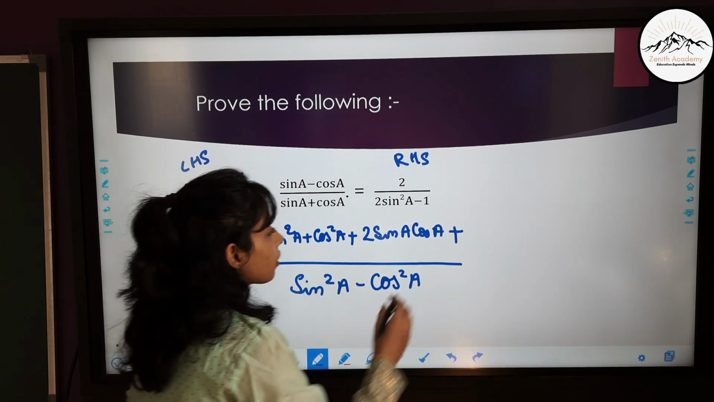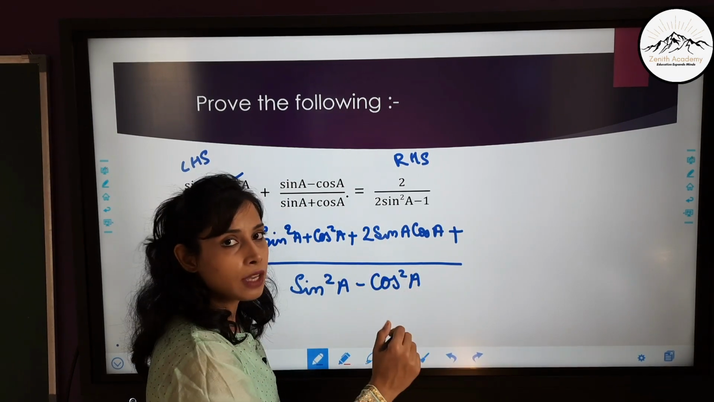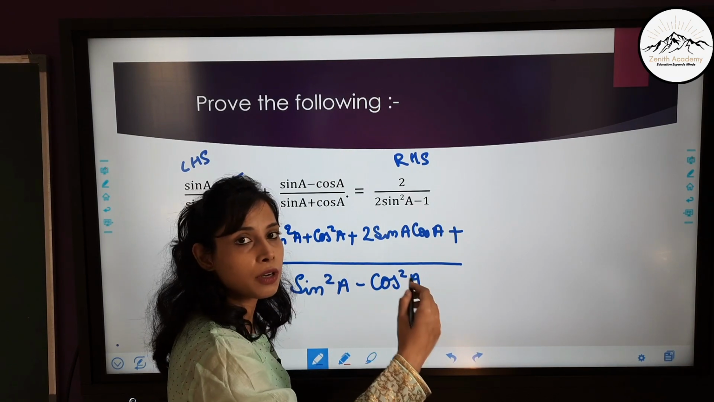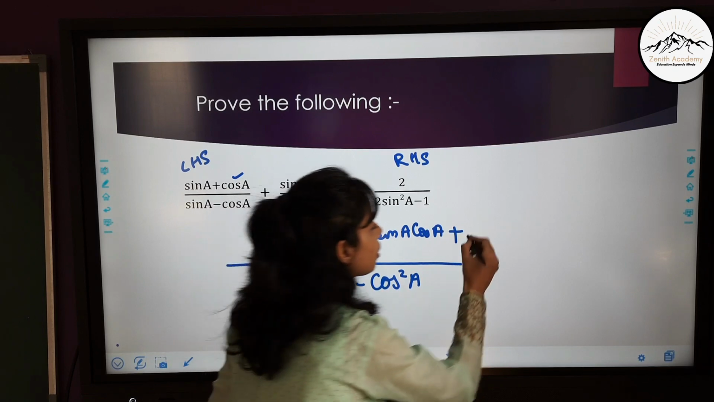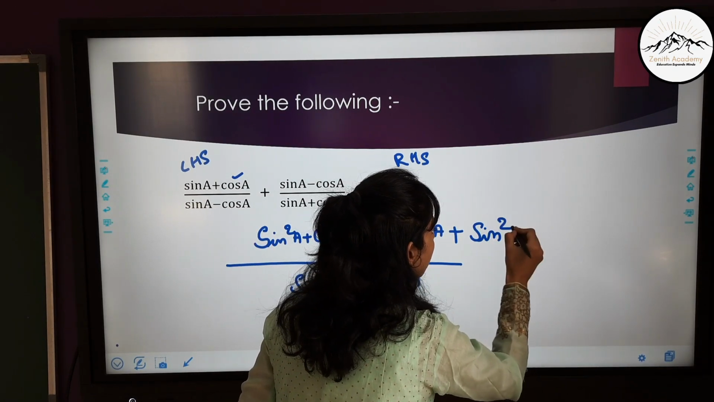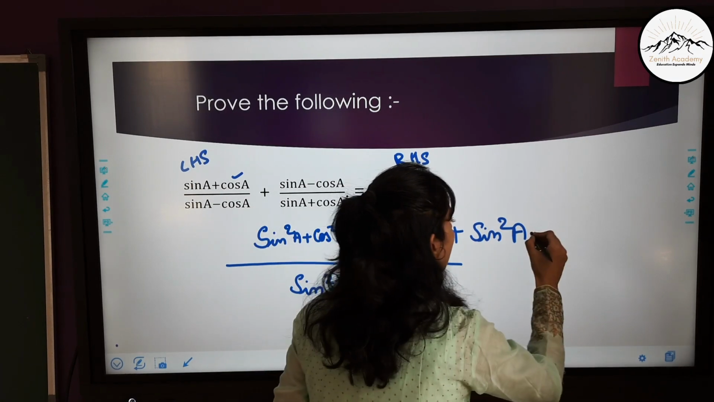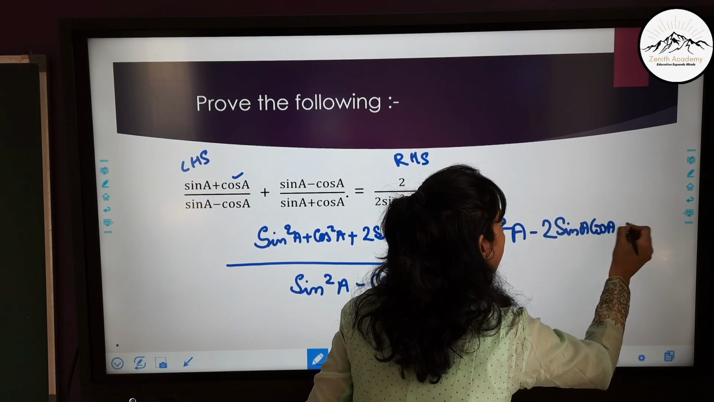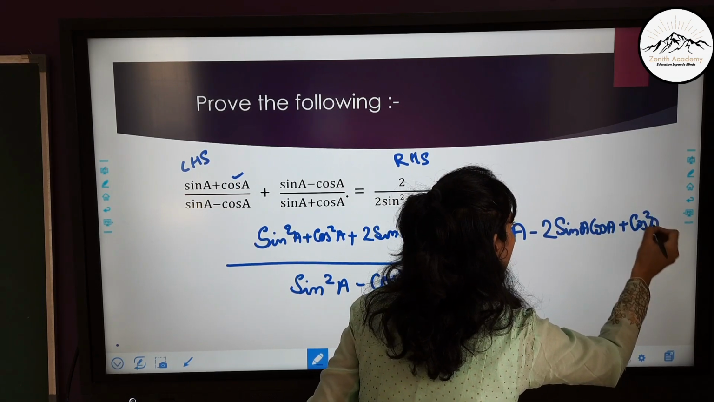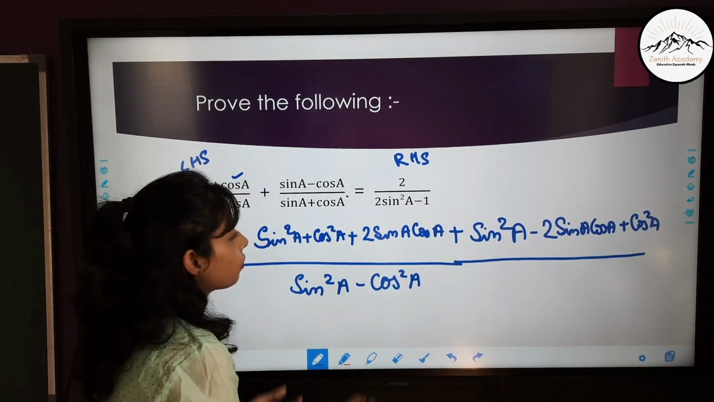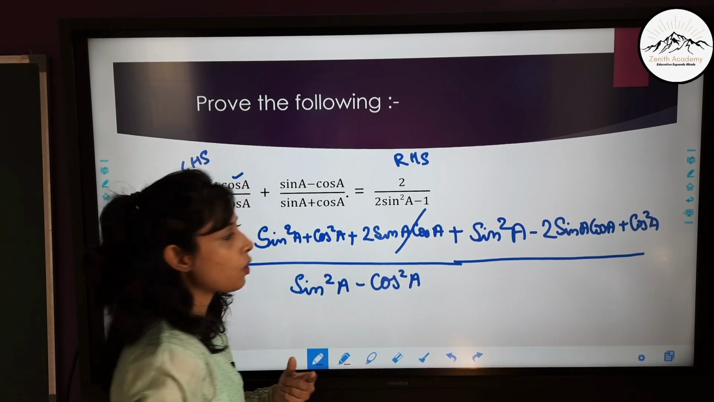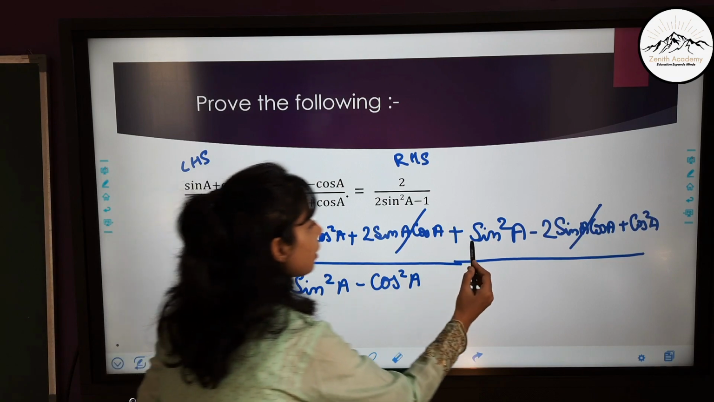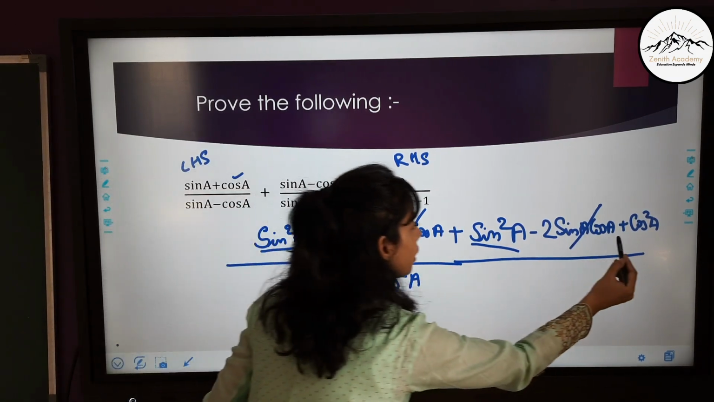And so our other term was (sin A minus cos A) whole square. So what is our property? (A minus B) whole square is A square plus B square minus 2AB. So in the same terms we will write sin square A minus 2 sin A cos A plus cos square A. So now, plus 2 sin A cos A and minus 2 sin A cos A will get cancelled. So what we'll get, sin square A, and here it is cos square A.